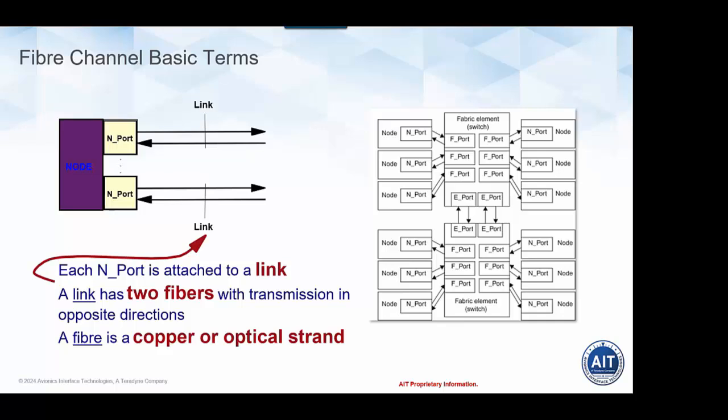Over on the right is an example of a switched network, a switched fabric network. So you have a set of nodes. Each node uses an N port to connect to an F port in the fabric or the switch. An F port is a port in a switching element in the switched fabric. And then another type of port is an E port. Those are the type of ports that connect between two switching elements in the backbone of the network. So N port at the end nodes, F port in the switches, and then E ports for inter-switch connections are some of the basic terminology.